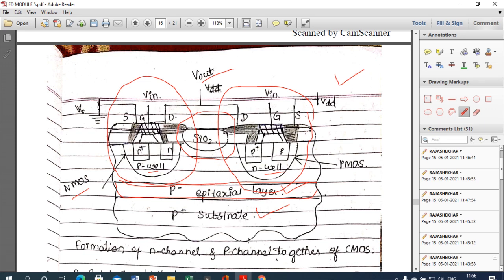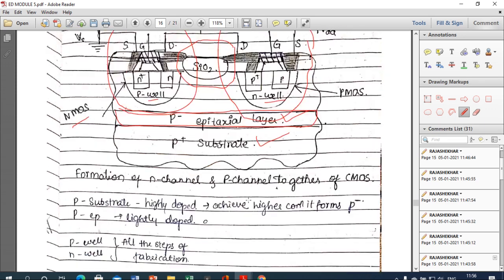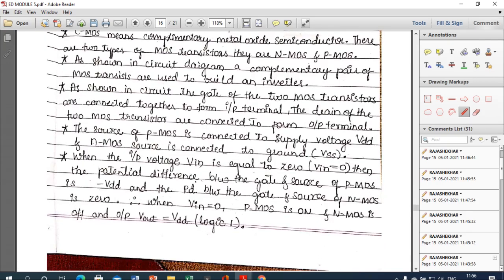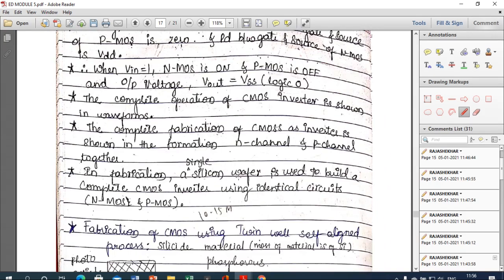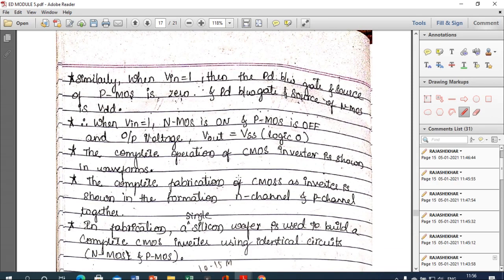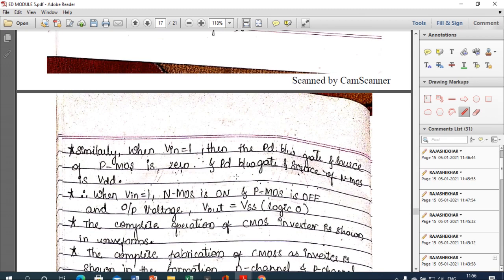So this is about the fabrication. The same thing is explained here. This is the explanation which I have explained right now for the PMOS and NMOS, which is used as an inverter. So I hope it is clear for everyone.